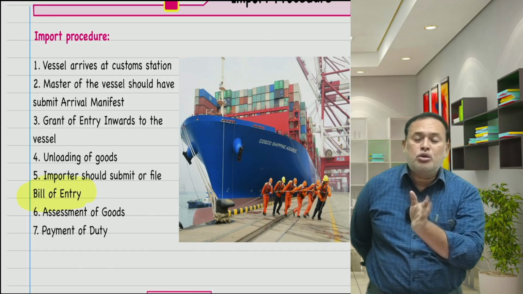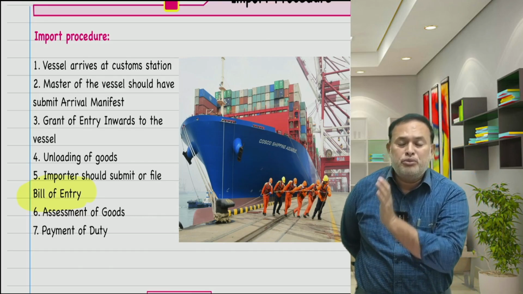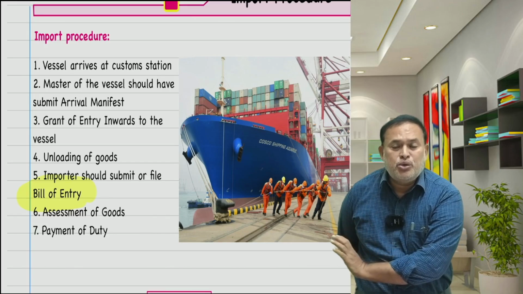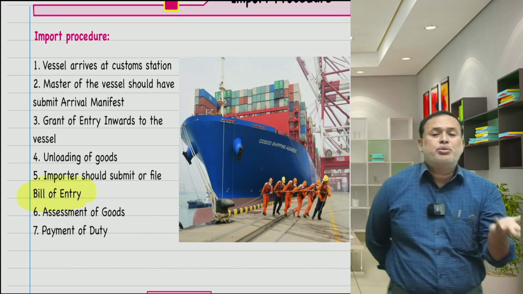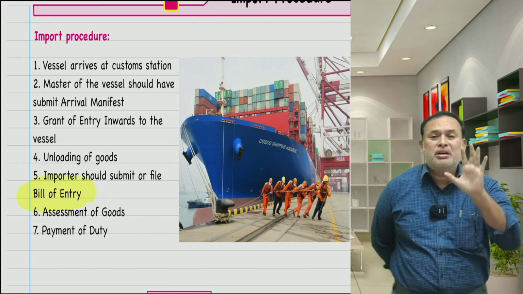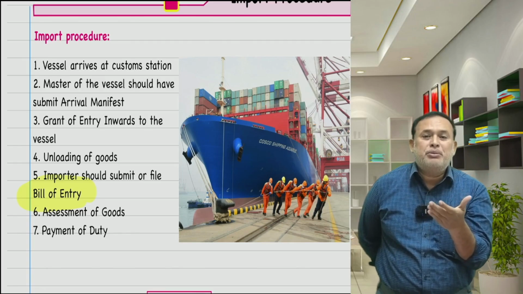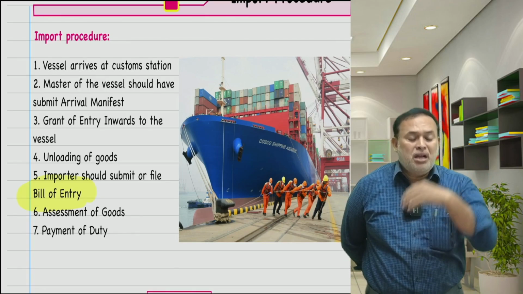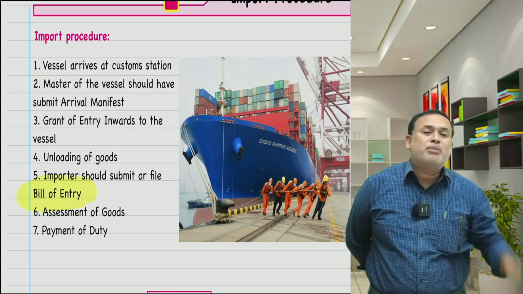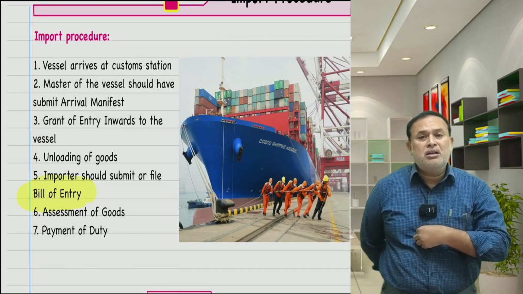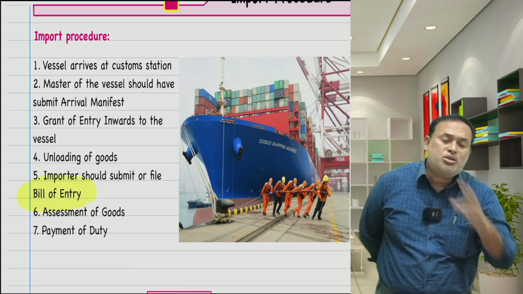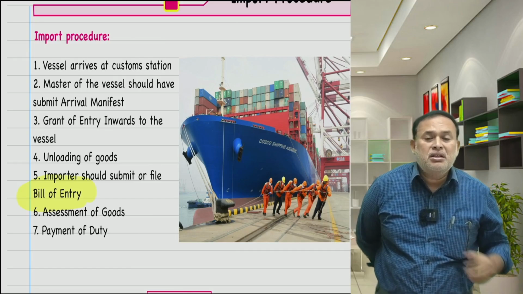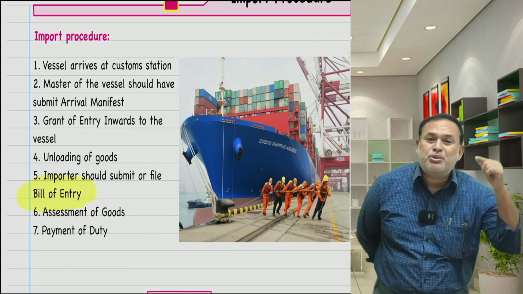And I compute the basic customs duty, social welfare surcharge, IGST and any other duties, and show them in the bill of entry and submit. If the department is satisfied and returns the bill of entry to me to pay duty, I have to pay on the same day on which they return it. If not, for the number of days of delay minus holidays, I have to pay interest at the rate of dash percent per annum.